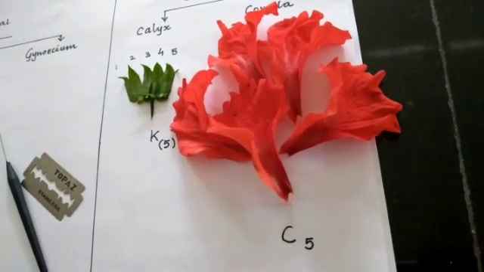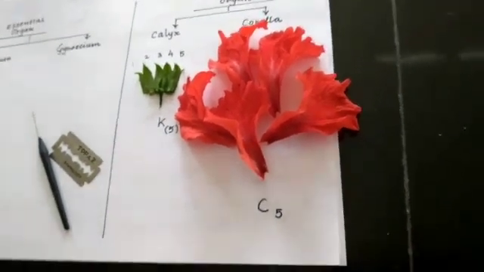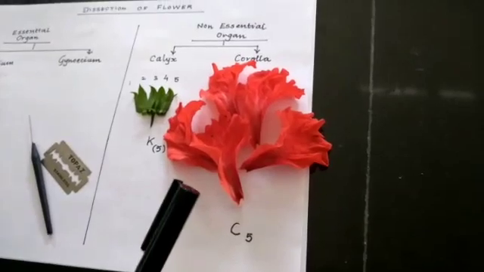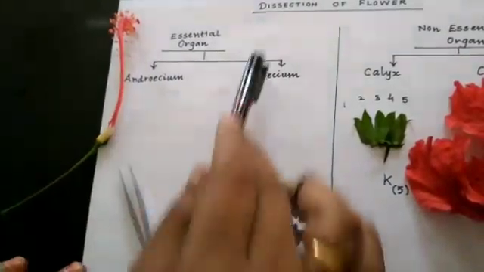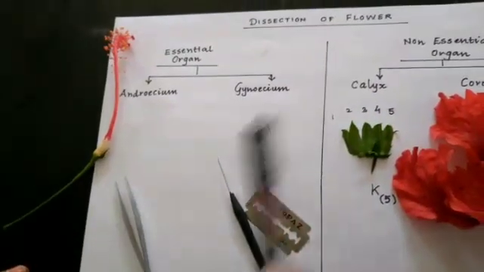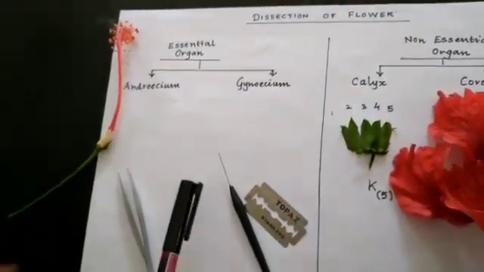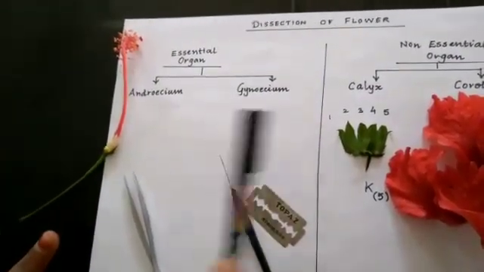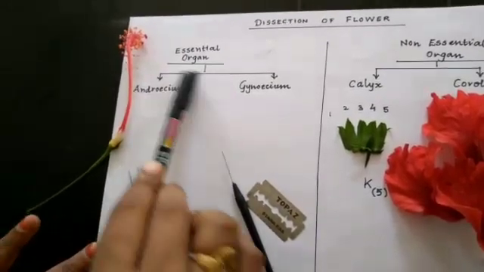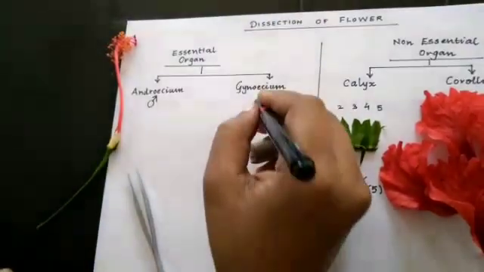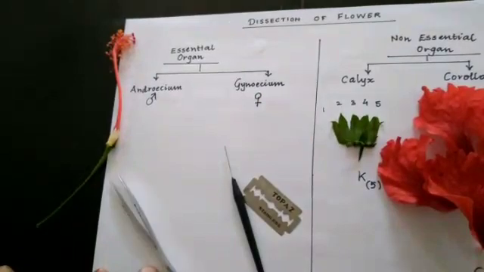These two are non-essential organs. Even in the absence of these two organs, reproduction can be done by the flower. Now we can see the essential organs. Why are we calling androecium and gynoecium essential organs? Because the main aim of having a flower in the plant is reproduction. If the flower has androecium and gynoecium, then only can it take part in the reproduction process. Androecium is the male reproductive organ and gynoecium is the female reproductive organ.